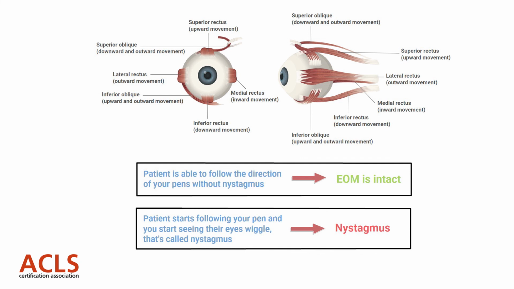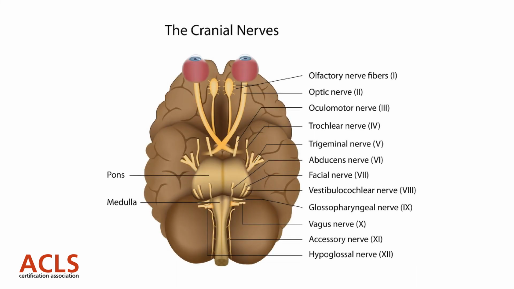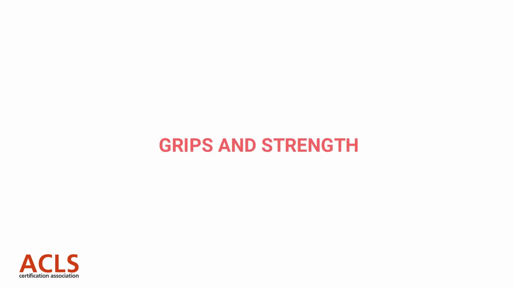So by checking EOMs, or by checking extraocular movement, you've knocked out cranial nerves 3, 4, and 6. Just by doing eyes alone, you have checked 2, 3, 4, and 6 out of all your cranial nerves. Pretty cool, huh? And then finally, we're checking grips and strength.